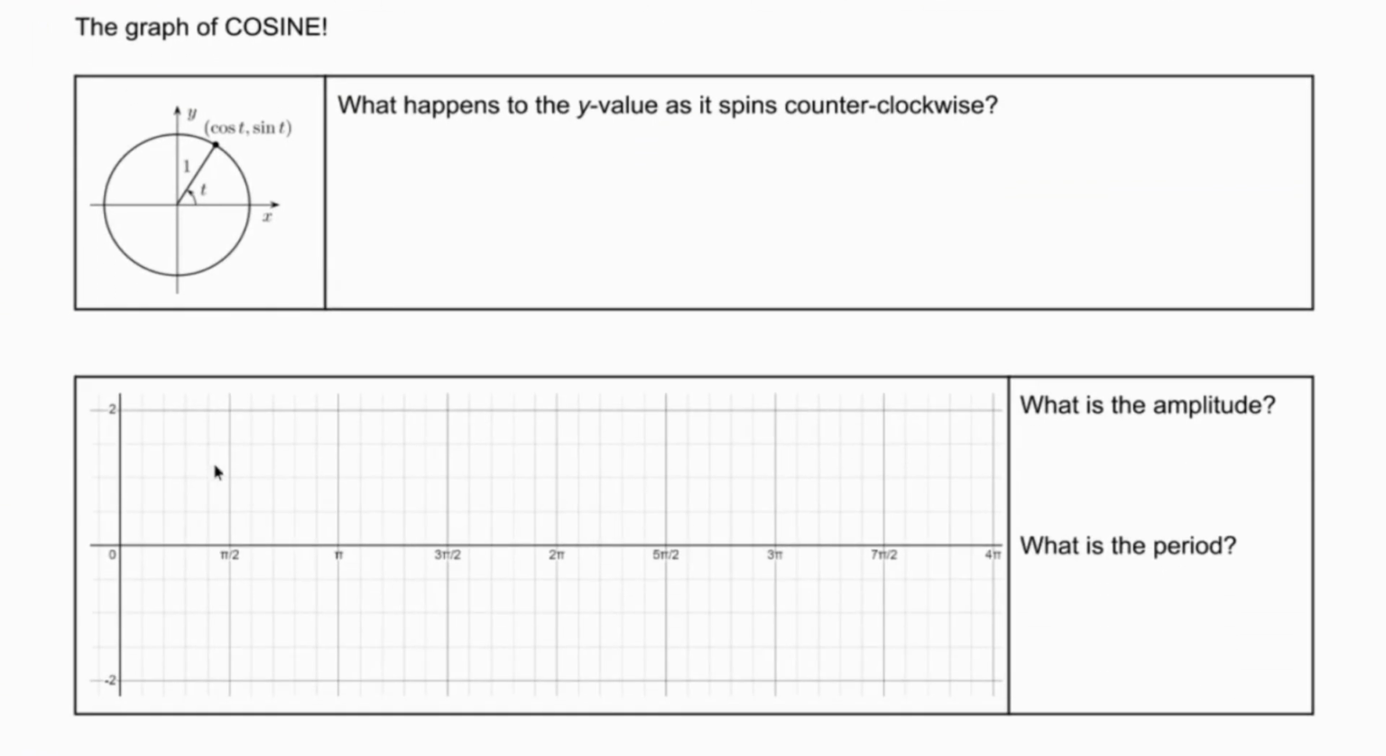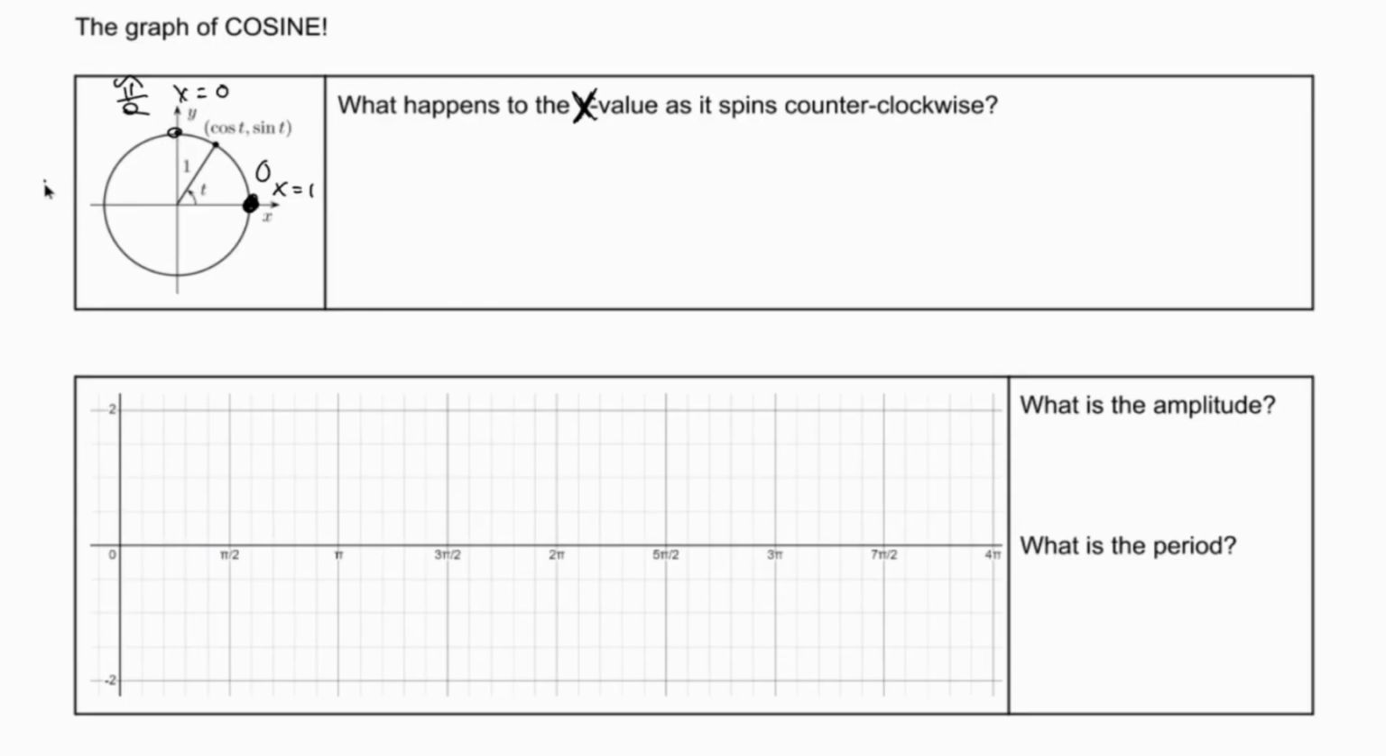The cosine graph is going to follow the same exact steps, but I made a little typo here. So let's fix that. My typo is I meant to say what happens to the x value as it spins counterclockwise. Cosine is the x value. So right here at the angle 0, I have an x value of 1. As we hit the angle pi over 2, my x value is now at 0.